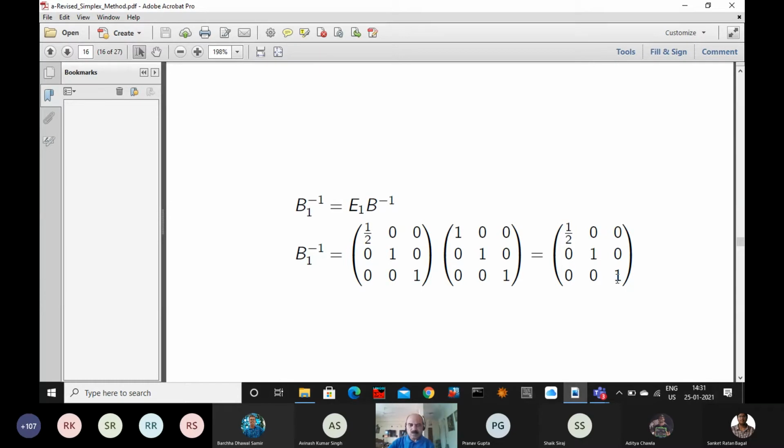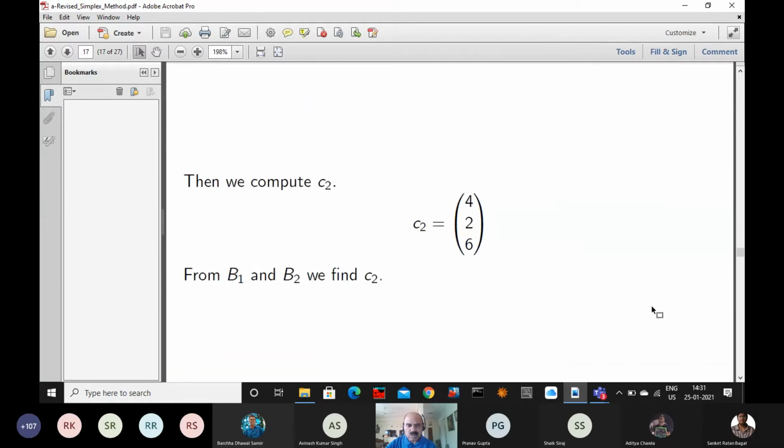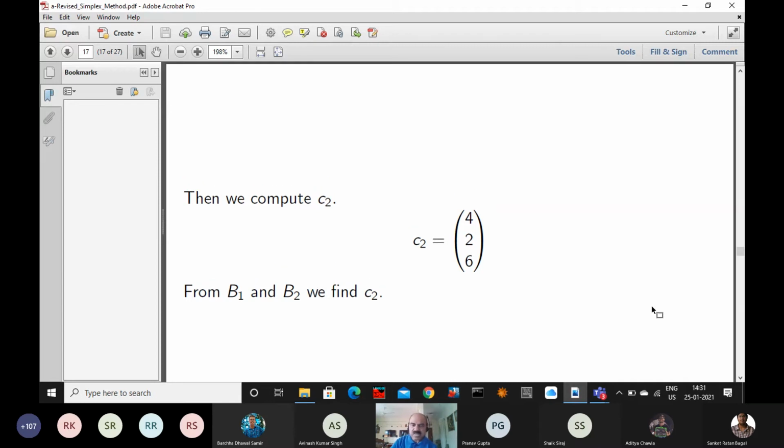All right. So B1 inverse is this. Now, say we are coming to the second column. What is the second column? If you observe, again I am going to the top.